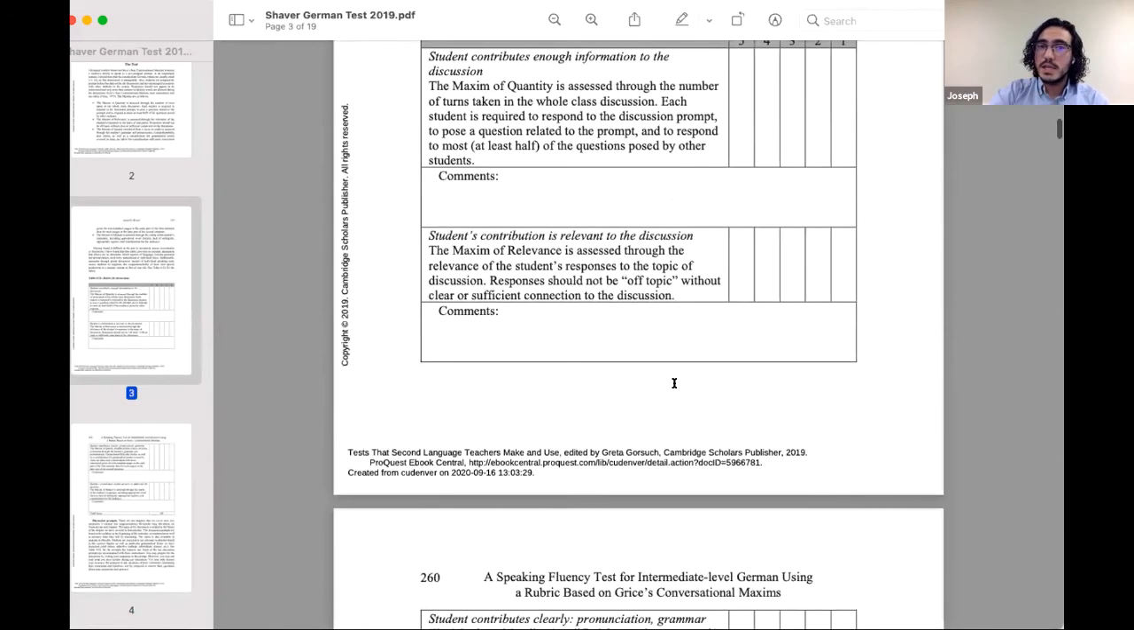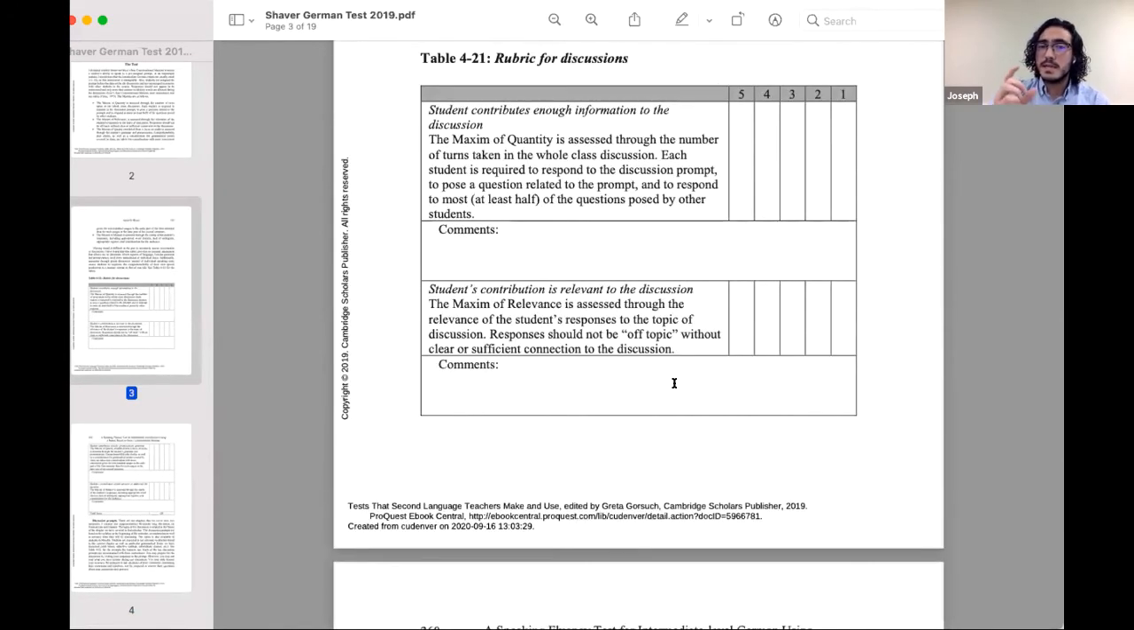And then below each of these, she kind of explains what is her idea with this rubric. What does she mean when she says quantity? And for example, just with quantity, she means how many turns is each student taking? Are they speaking an appropriate amount? Are they responding? Are they able to respond when somebody speaks to them? So is there enough speech? And she lists it very simply: students contribute enough information to the discussion.